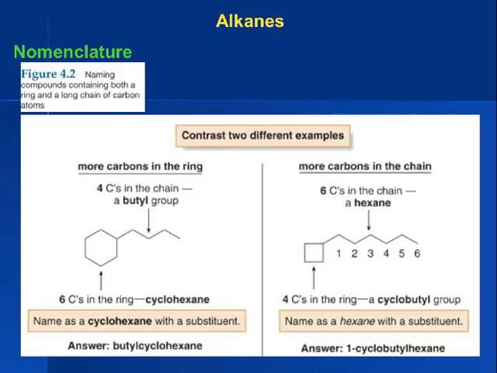Well, what happens if we have a ring that has a long chain associated with it? How do we name it? Well, it depends. Okay? If the ring has more carbons than the chain, you're going to name it as an alkyl substituted cycloalkane. If, however, the chain is longer than, has more carbons, that is, than the ring has carbons, then you're going to name it as a cycloalkyl substituted alkane. Okay, and so here's some examples.